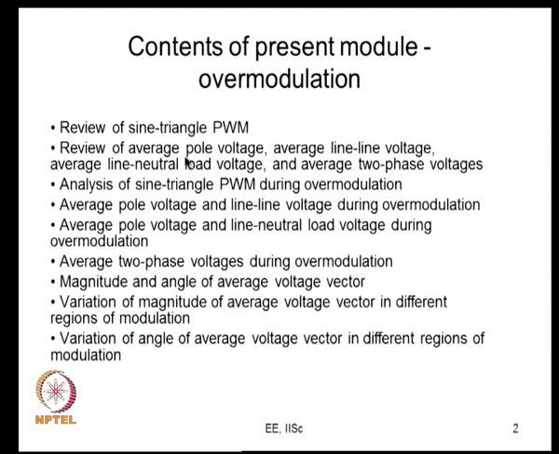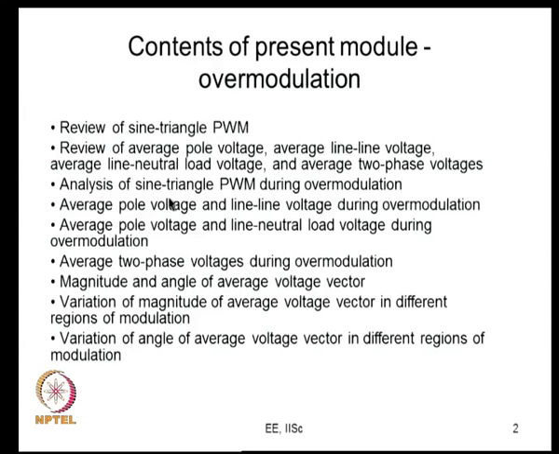Basically, this pole voltage is the voltage at the midpoint of a leg measured with respect to the DC bus midpoint. Average pole voltage would mean the pole voltage averaged over a carrier cycle. Similarly, this line-to-line voltage is the output between the two output terminals of the inverter, say R and Y, and that is averaged over a sub cycle or a half carrier cycle. That is what you call the average line-to-line voltage.